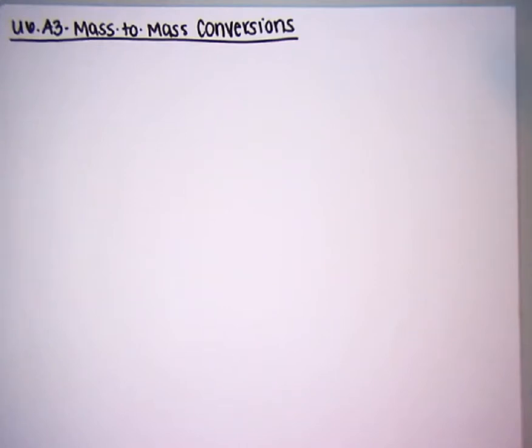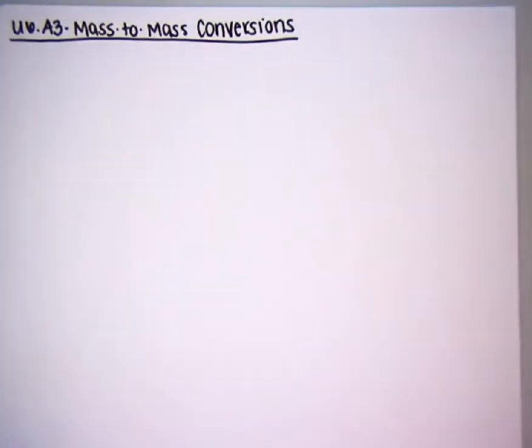Let's say we had a chemical reaction and we wanted to produce 5 grams of a product, and we needed to know how much of each reactant we would need. We could use stoichiometry to figure out the mass of each reactant needed to make a certain amount of product.